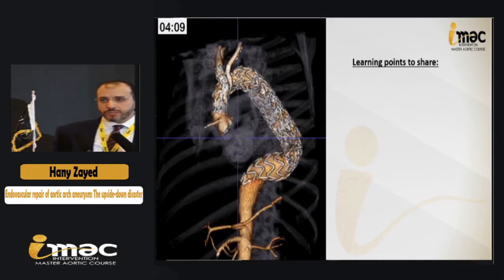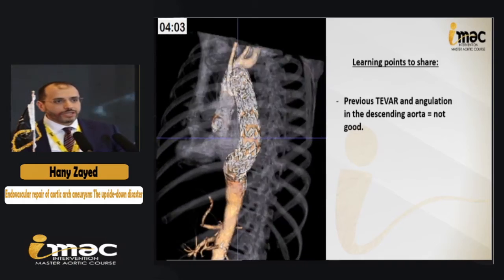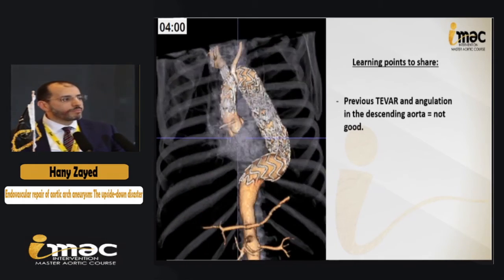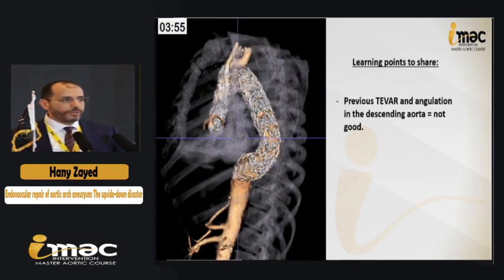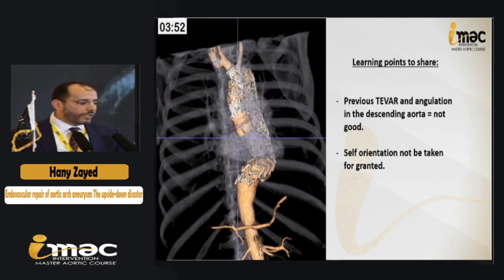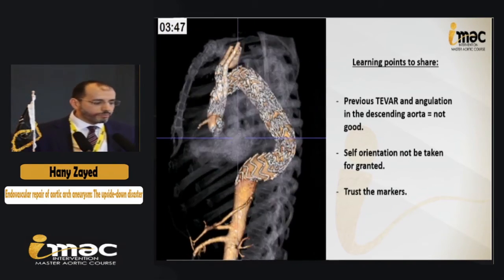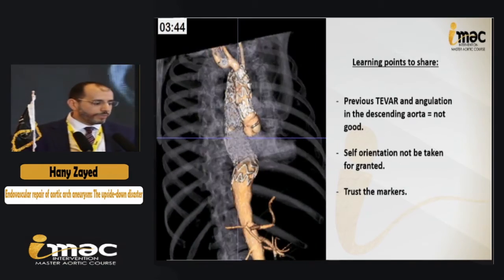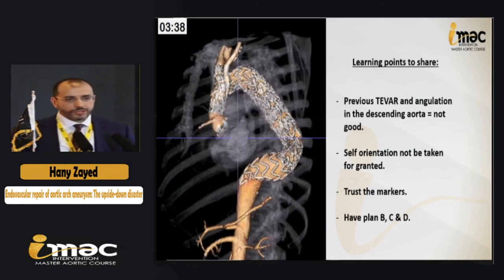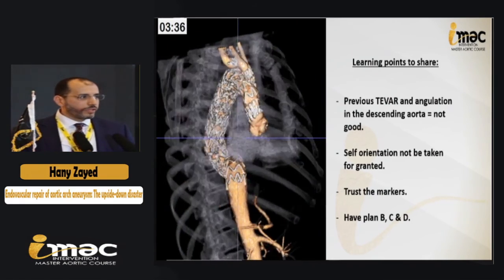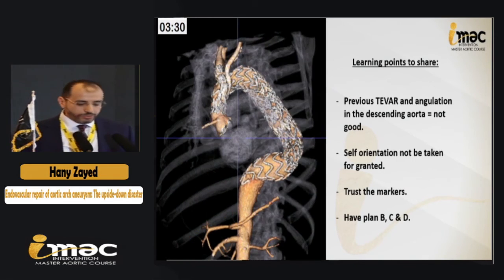A few learning points. We were lucky to get away with it, but the first thing to understand is that having a T-bar inside the aortic arch probably has an impact on the dynamics of the thoracic aorta, which might affect how the stents behave in a second stage. The self-orientation is a good idea, but should not be taken for granted, and we always have to trust the markers and make sure that they are in the right place. We always need a plan B, C, and D, and these types of operations are very complex with very high stakes. If things go wrong, the patients can really get harmed. So we have to have access to all the facilities that we can use to bail ourselves out.